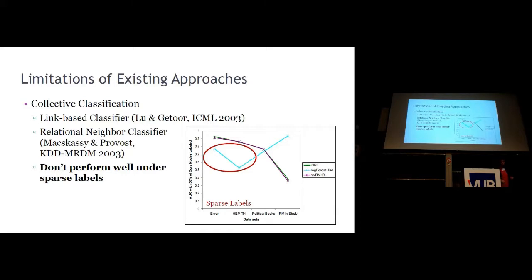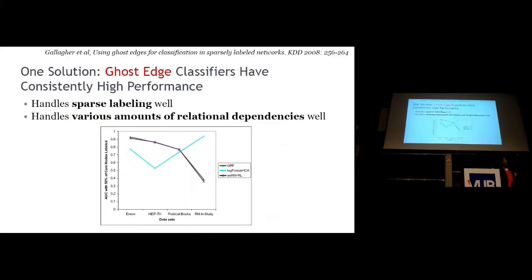So can we come up with one approach that can span all of the different data sets and the characteristics that they have? I want to be able to handle sparse labels and various amounts of relational dependency. And so I'm going to talk to you about this thing called ghost edges.